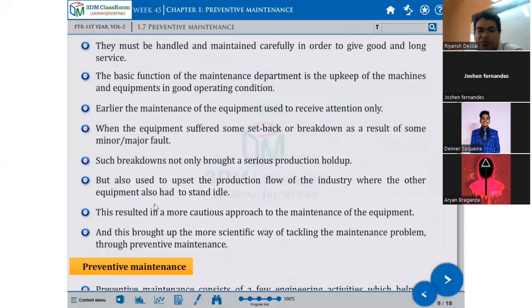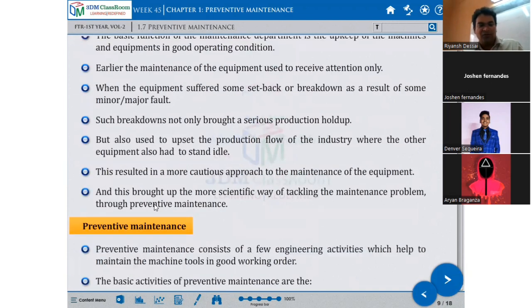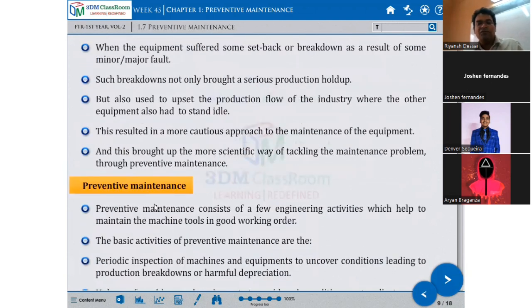And this brings up the most scientific way of tackling the maintenance problem, that is called preventive maintenance. It means you have to do the preventive maintenance. Preventive maintenance consists of a few engineering activities which help to maintain the machine tools in good working order.